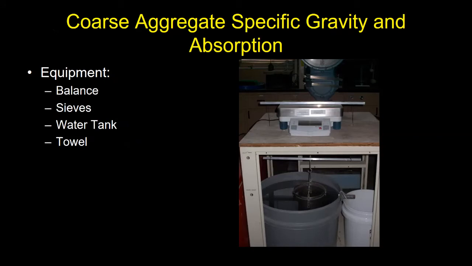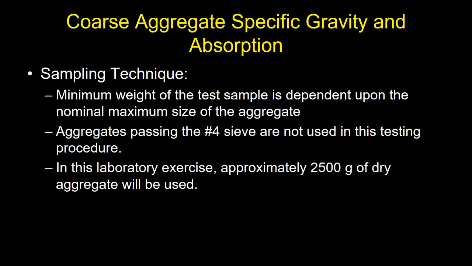So the equipment for this test, you have a balance or scale right above. You have sieves because you want to make sure that you're testing on the same size aggregate, so you don't actually use it in this test. You use it to prep this test. Then you also have a water tank and a basket that you can dunk underwater, and a towel to dry off the aggregate.